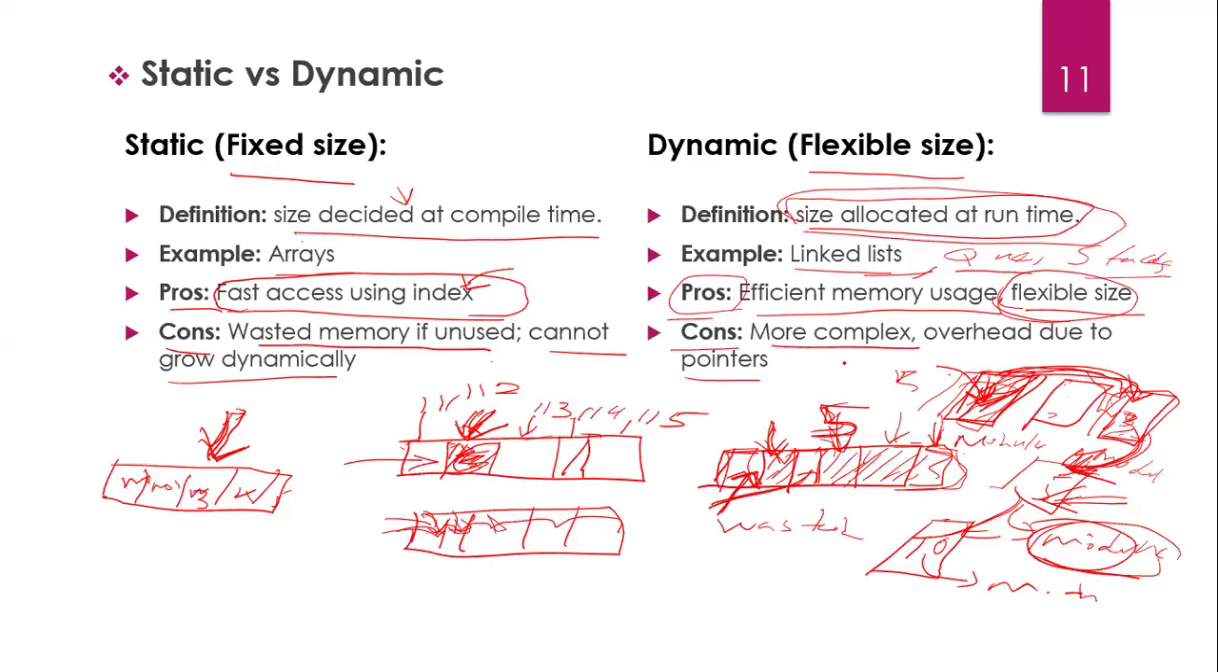Are you clear about static and dynamic data? Or does anyone want a Tamil explanation? So tell me about the complex in Tamil, please.